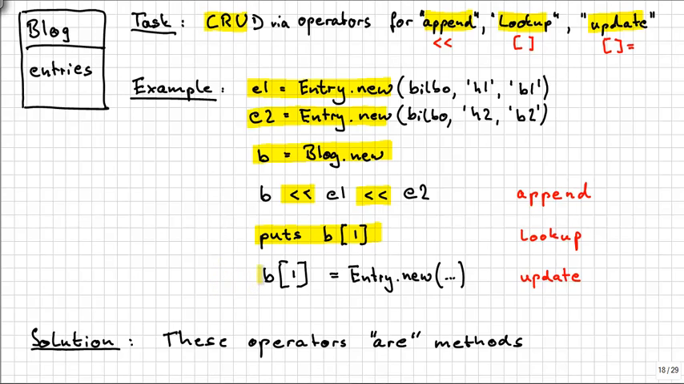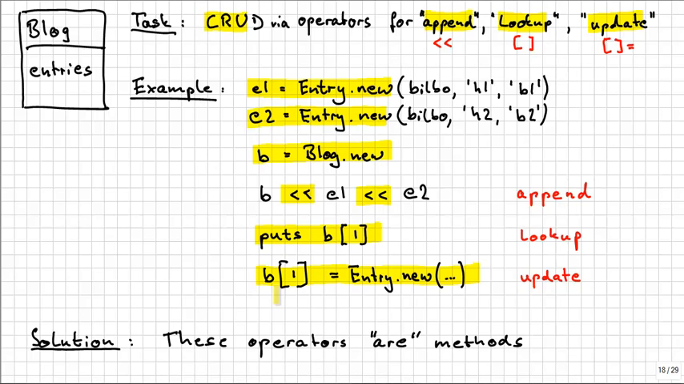And we want to assign to a given indexed entry a new entry we can create on the fly. So this would be the update operation. And our observation here is that we can use an array to store the entries in the block class and then use these operators, such as the chevron, the indexed lookup, as well as the update operator, because these operators in Ruby are literally methods.